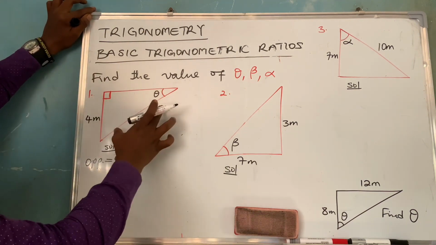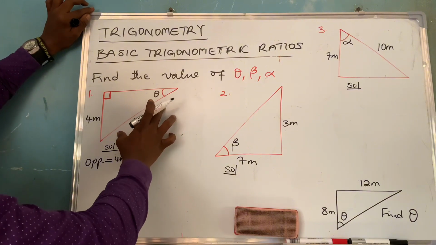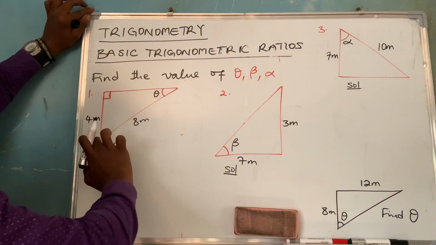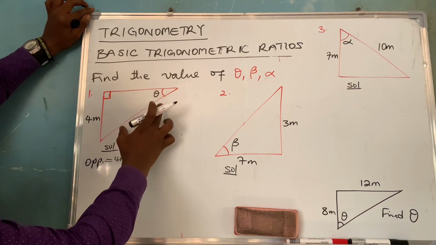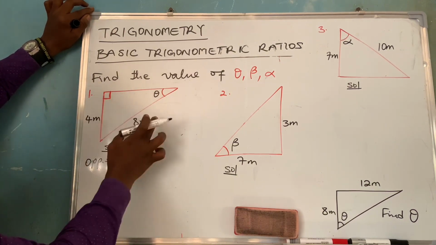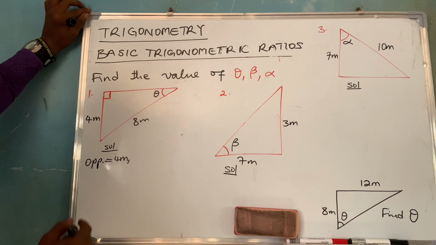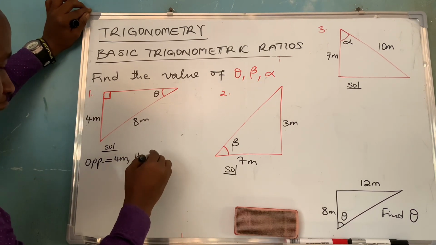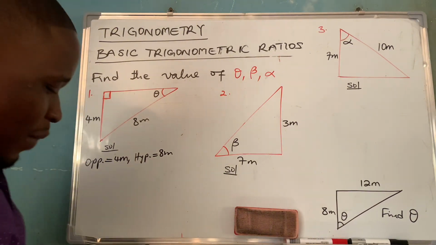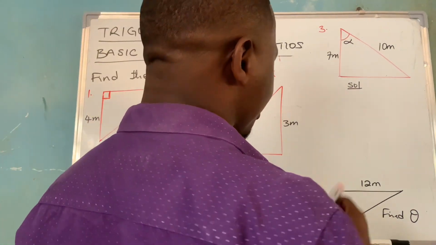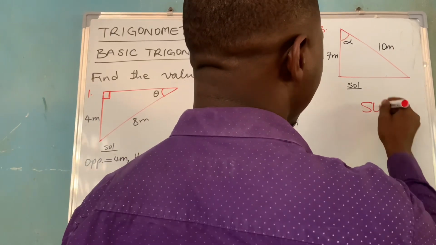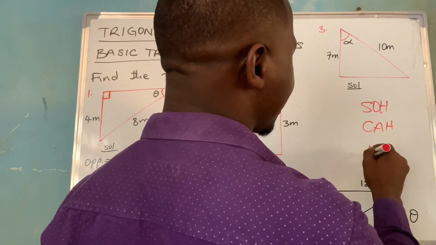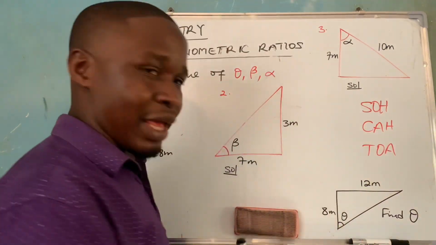Here is another side given as 8 meters. But this side is facing the right angle. So in a right angle triangle, the side facing the right angle is what we call the hypotenuse side. So the hypotenuse side is given as 8 meters. But we have a famous nomenclature: this is CAH, and this is TOA.